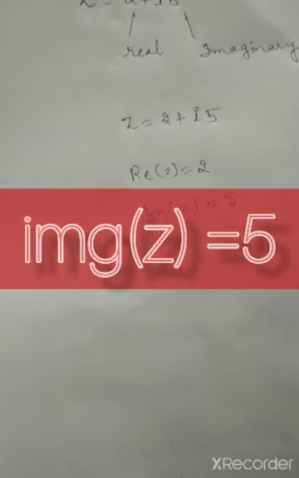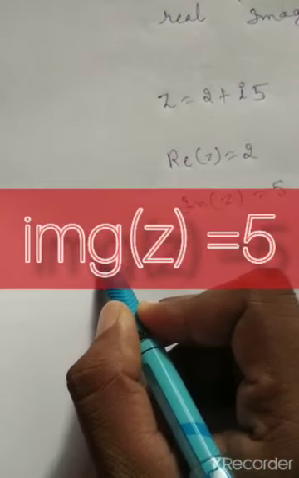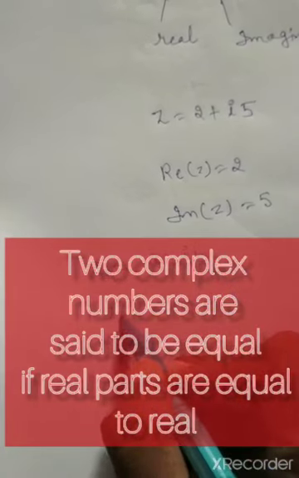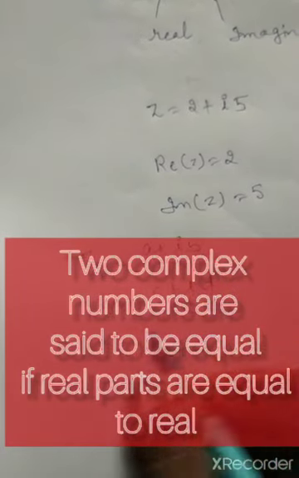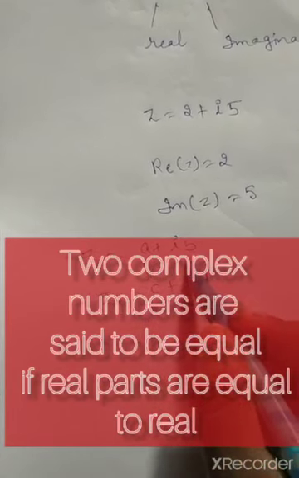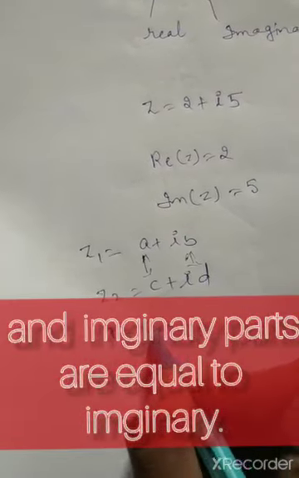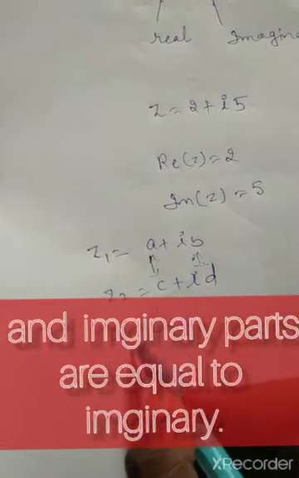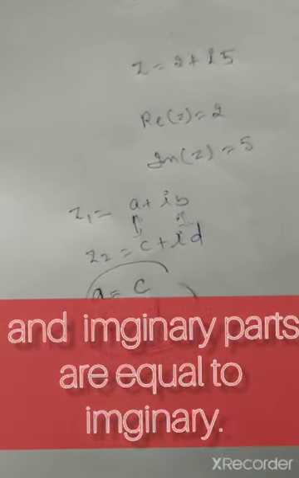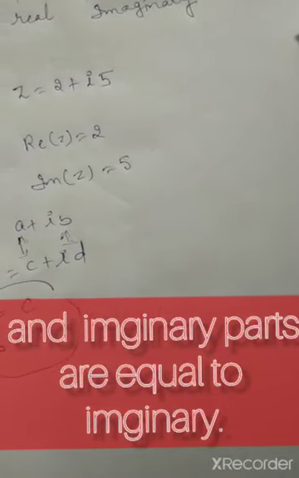How can we say that two complex numbers are equal? Suppose we are given two complex numbers a plus iota b and c plus iota d. When the real parts of the two complex numbers and the imaginary parts of the two complex numbers are equal, then we can say that these two complex numbers are equal. Real part means a equals c, and imaginary part means b equals d. Then we can say that these two complex numbers are equal. Clear?